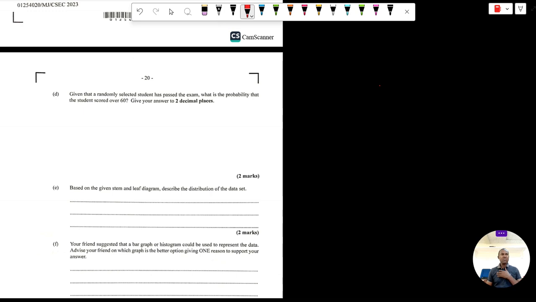over 60? Now, this represents what we call a conditional probability, where you want to find the probability of an event occurring, provided that some other event has occurred. Let me repeat that. When we are asked to evaluate a conditional probability, it basically means that we want to find the probability of an event occurring given that some other event has occurred. So this event occurring is conditional on that other event occurring.